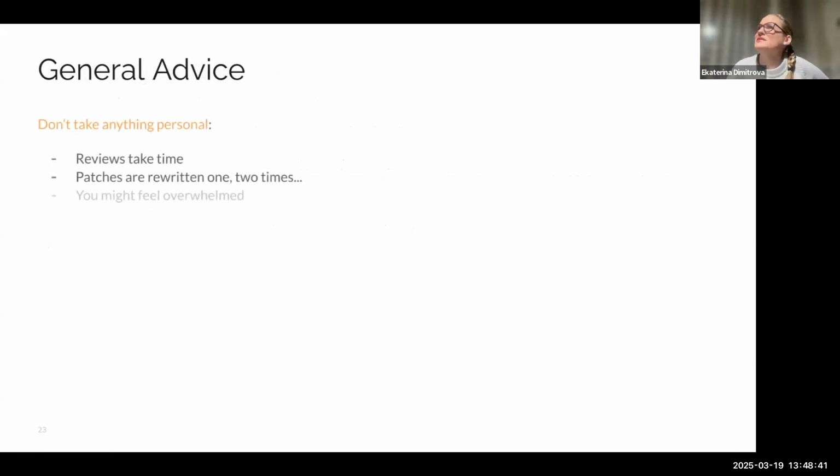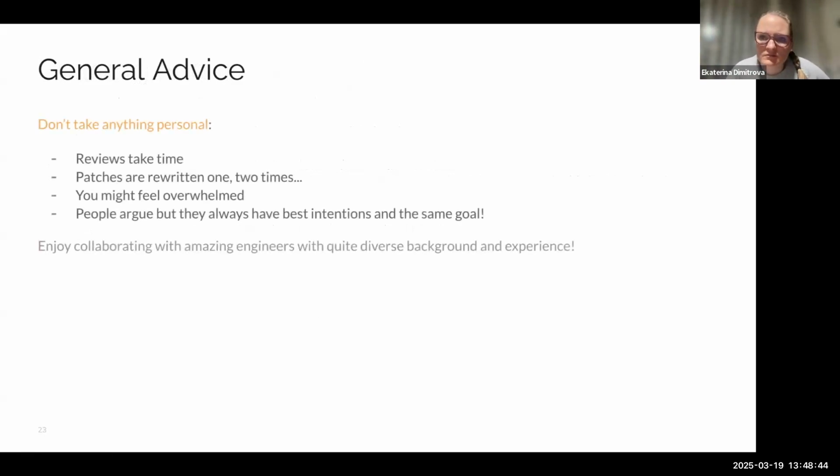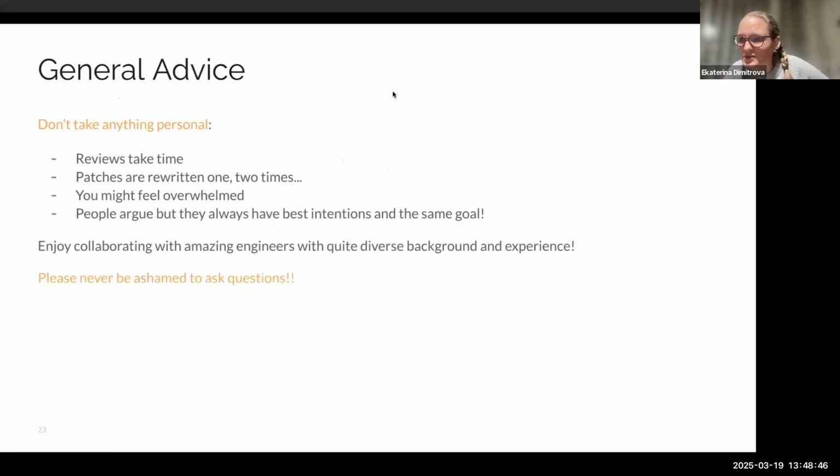General advice, and with this I'll wrap up, because I don't see the questions, but I see the chat blinking and there are a lot of messages, so I want to go through them and respect your time. But in general, don't take anything personal. Reviews take time. If you see that something is not picked up for review, just ping people, go to ASF Slack, or the dev list, and say, hey, I'm really looking for someone who has time to take a look.